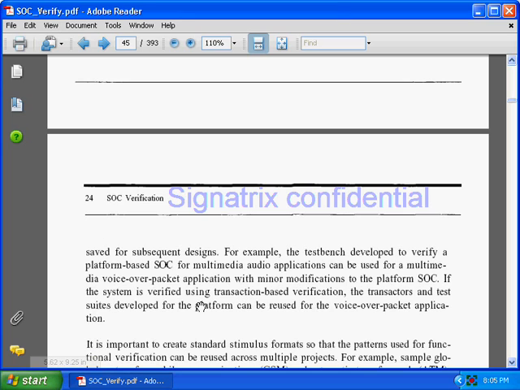If the system is verified using transaction based verification, the transactor and the test suite developed for the platform can be reused for voice over packet application. So basically they are telling that reusability is easiest in transaction based verification. Okay, where each and every transaction and test case can be reused for voice over packet application.